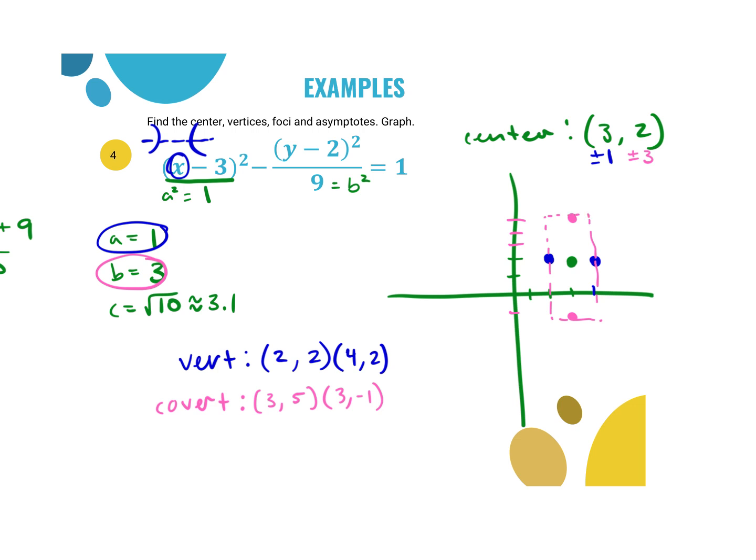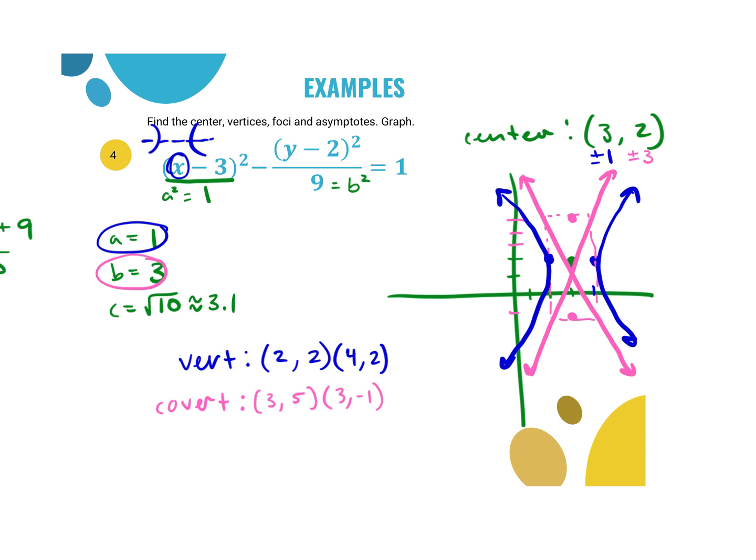So my asymptotes are going to go through the diagonal and through the diagonal. And then our actual hyperbola is going to go which way? Up and down or left or right? Left and right. So it's going to hug the asymptote there and hug the asymptote there. So here is our hyperbola.